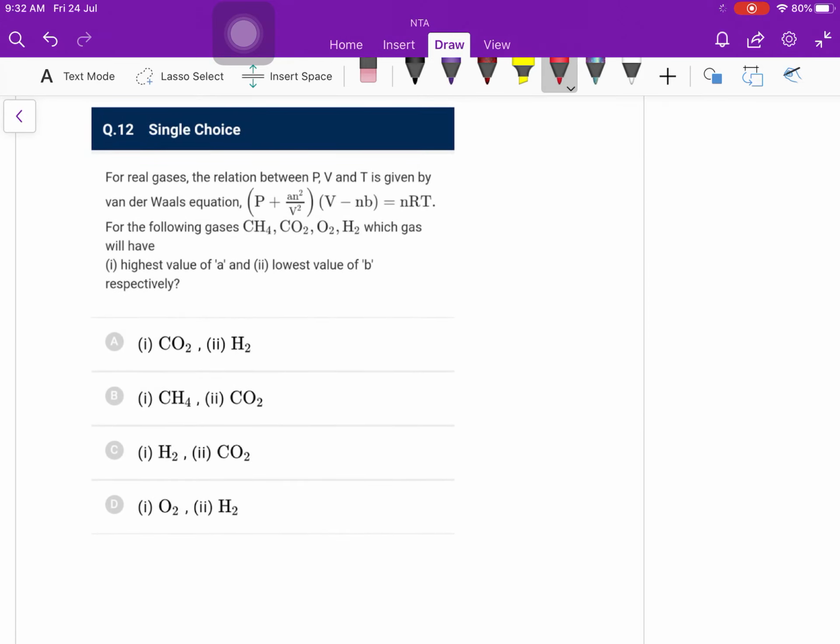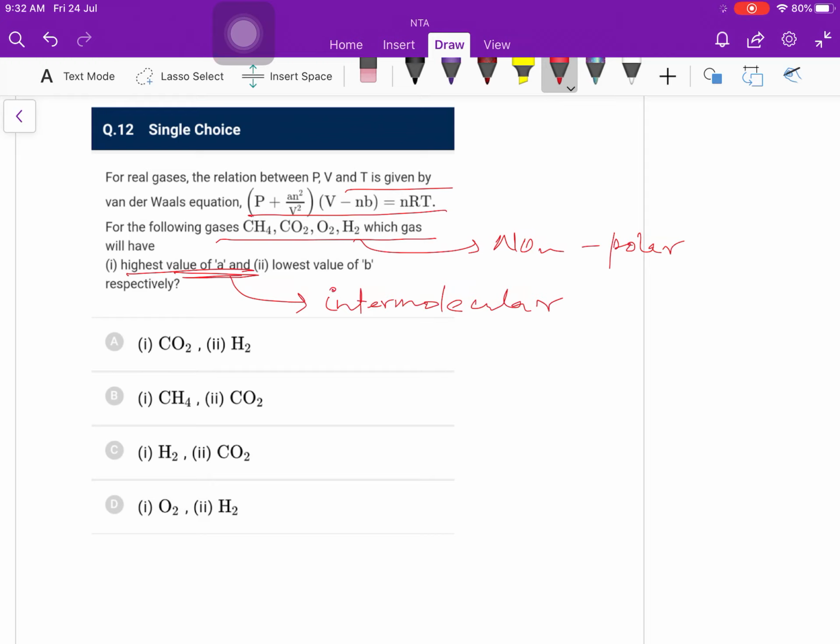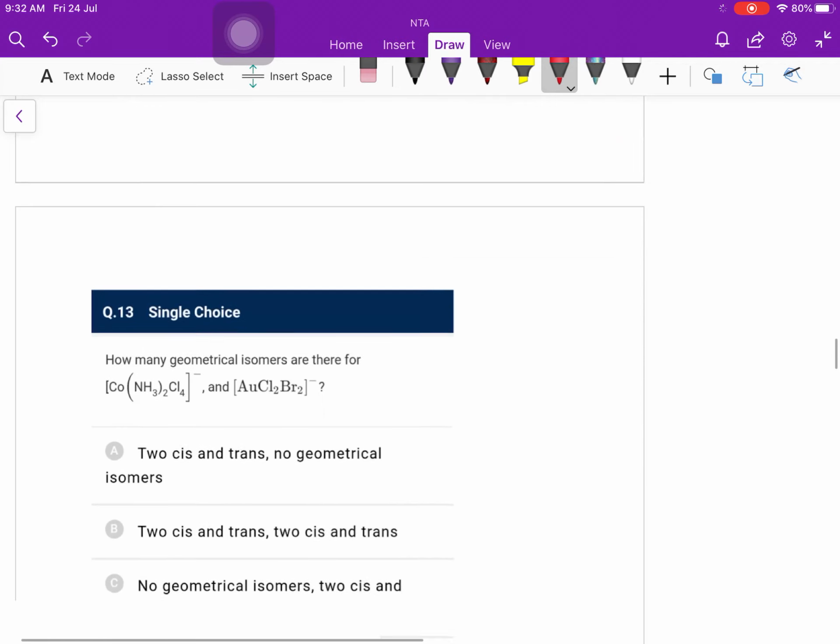In the 12th question, for real gas, we have been given the van der Waals equation. For the following gases, which has the highest value of A? The value of A depends on intermolecular force. All are non-polar, so we'll see the number of electrons so that we can compare the van der Waals force. CO2 contains the maximum number of electrons, therefore CO2 will have the highest value of A, and the value of B depends on the molecular size. The smaller the size, the smaller the value of B. H2 seems the smallest here. So A is our correct answer.